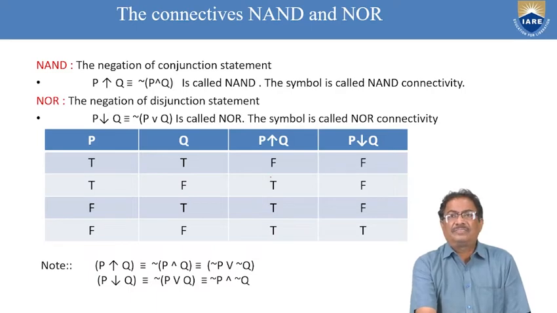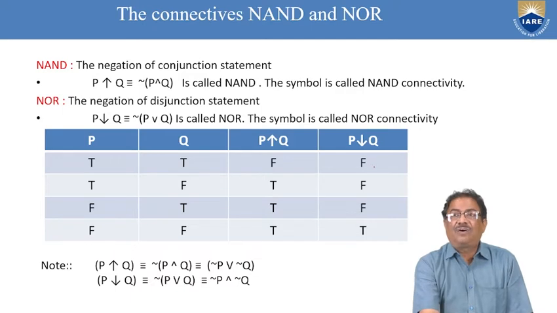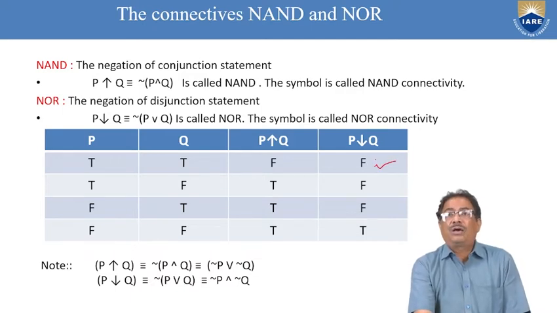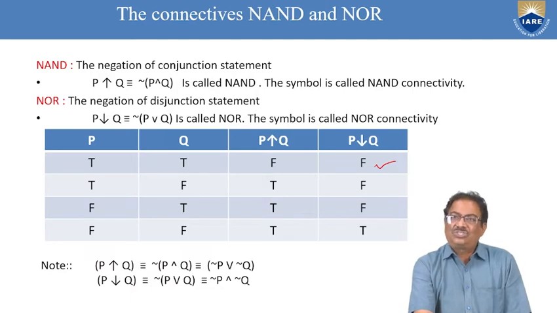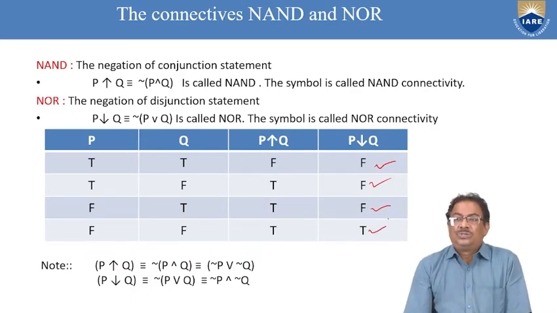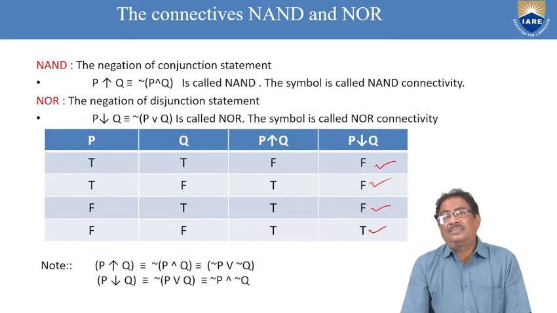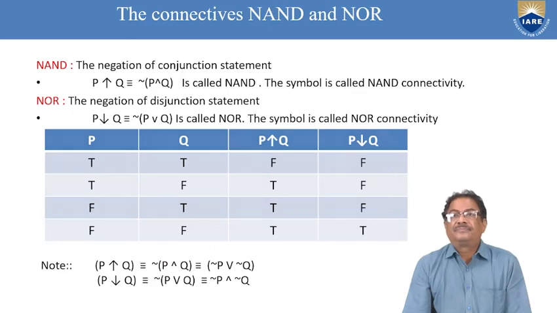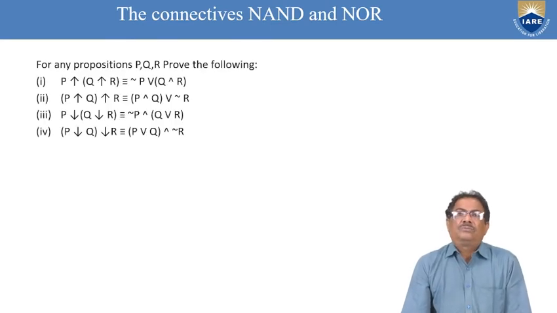Similarly here, for OR, if I consider true or true, it will be true, then its negation is false. Similarly, true or false is true, but its negation is false. And false or true is true, but its negation is false. False or false is false, but its negation is true. So NAND is nothing but negation of P and Q. NOR is nothing but negation of P or Q.